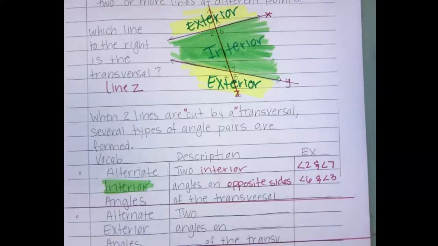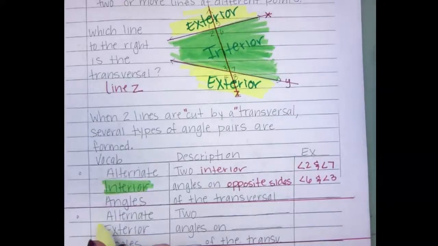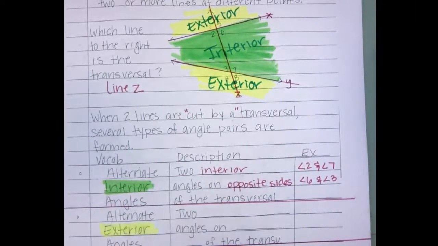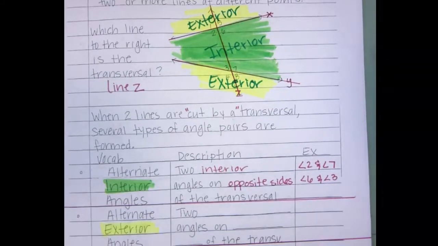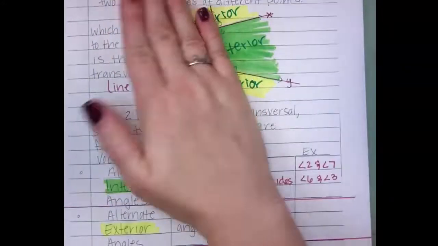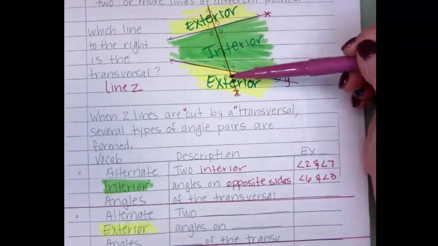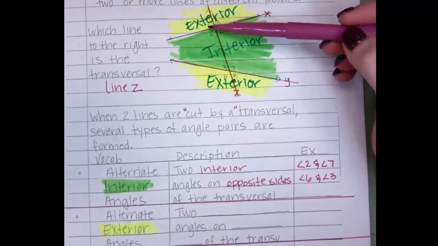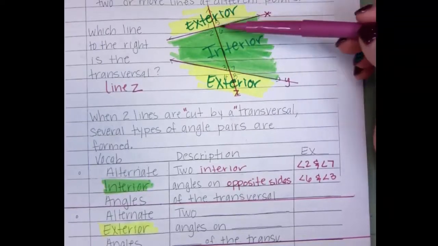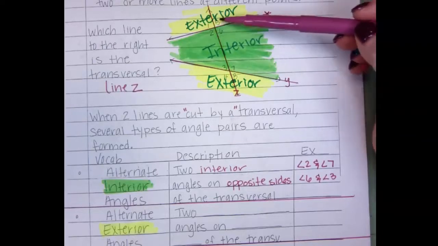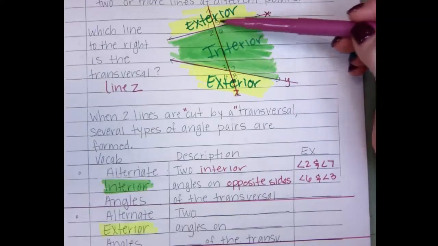Alternate exterior. So all of our exterior angles were yellow, so we can only choose yellow options here because they must all be exterior. But they also must be alternate, so they have to be on opposite sides of the transversal. So we have options 1, 5, 4, and 8. So you might be thinking 1 and 5, and I can see why you might think that, but it's not. 1 and 5 are just normal supplementary angles.